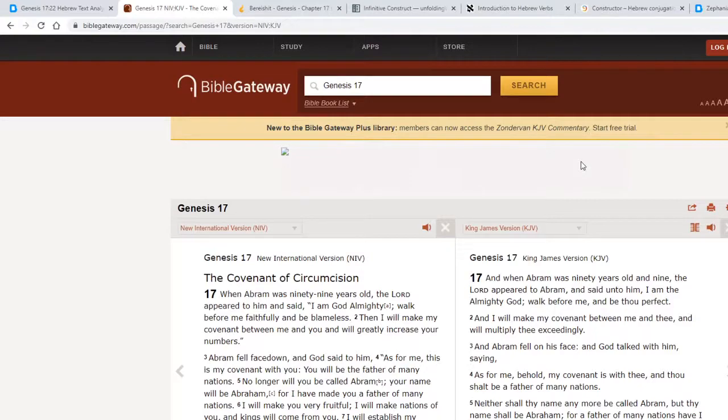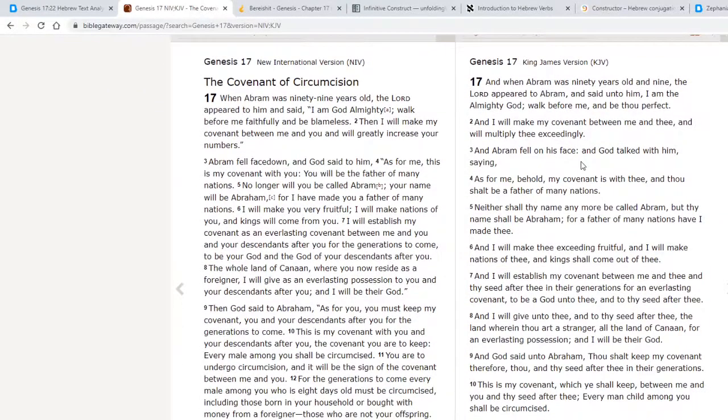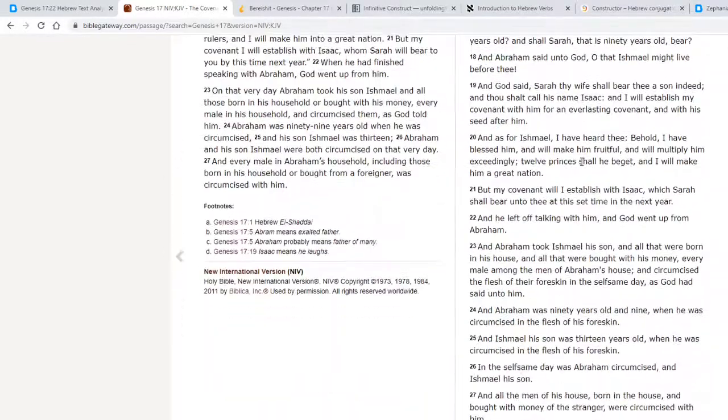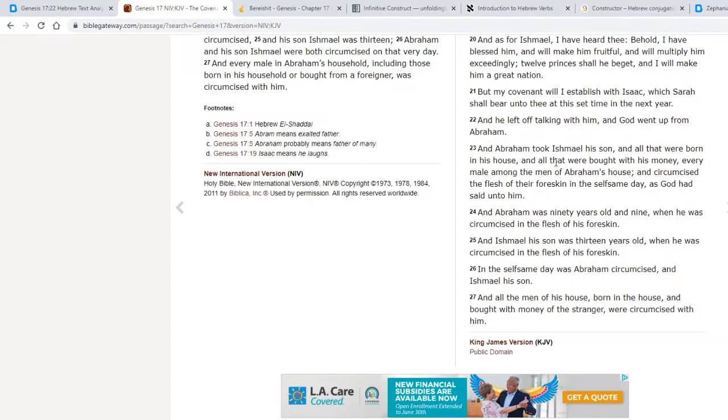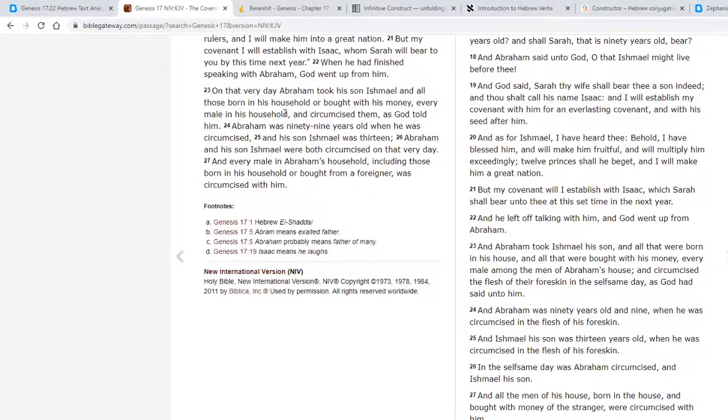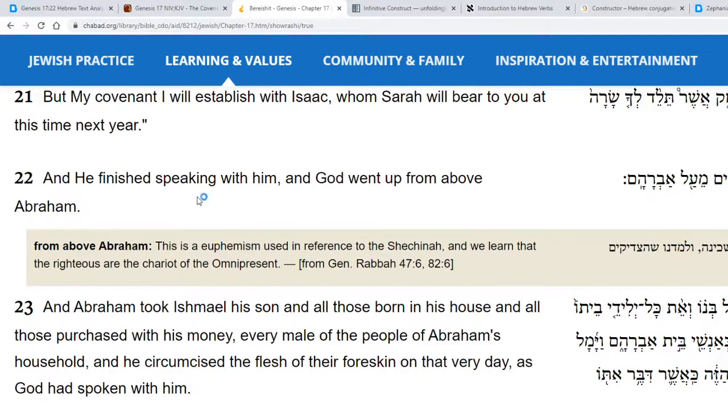Did the verse show up? Lord appeared. It doesn't say God came down upon him. Well, I mean, okay. King James: And he left off. I would say completed. I wouldn't say left off. Completed and left off talking to him. And God went up from Abraham. Okay. NIV: When he had finished speaking with Abraham, God went up from him. Okay. Chabad: And he finished speaking with him, and God went up from above Abraham.